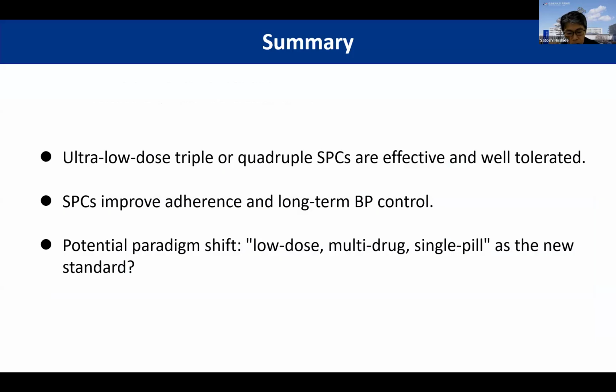To summarize today's talk, starting hypertension treatment with a low-dose single pill combination can offer rapid and safe blood pressure control. This single pill combination-based strategy not only helps in achieving target blood pressure efficiently, but also improves patient adherence and long-term blood pressure control. In Japan, triple drug single pill combination drugs are already available in clinical practice. But their use is not widespread because there is a regulation. As such, the concept of multiple low-dose agents in a single pill may very well become the new standard for initial hypertension management in the future.